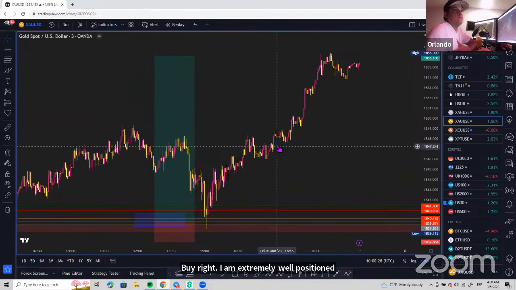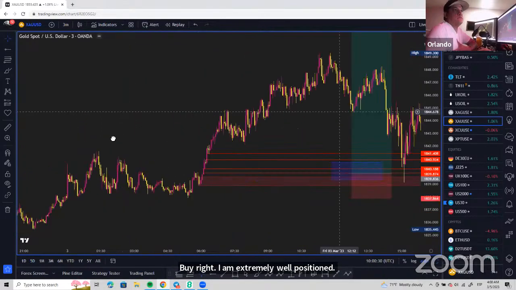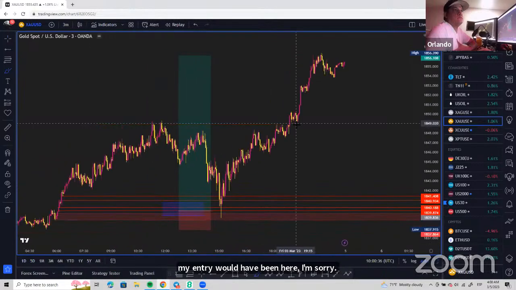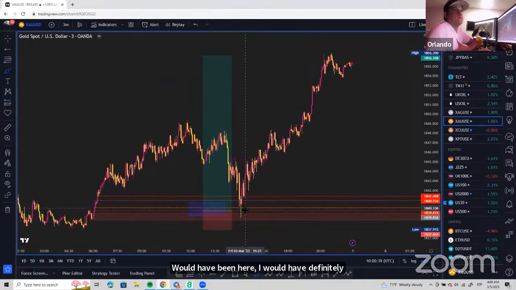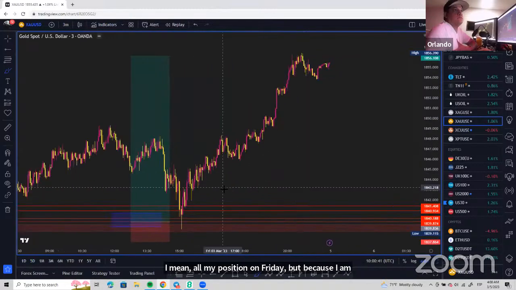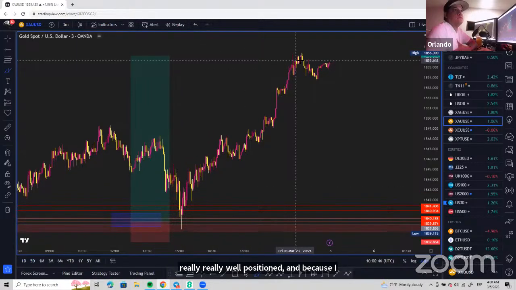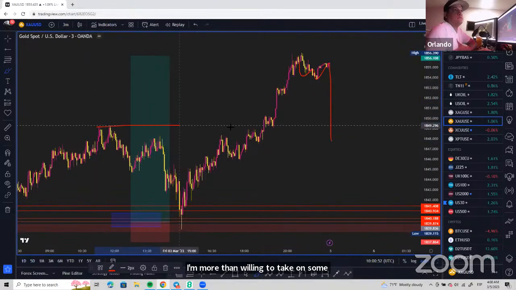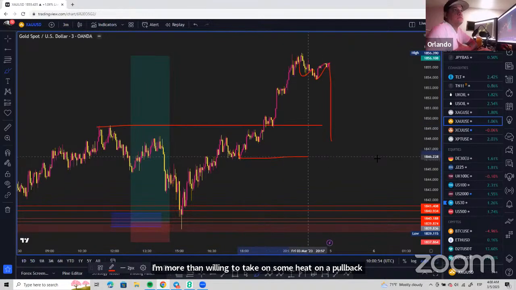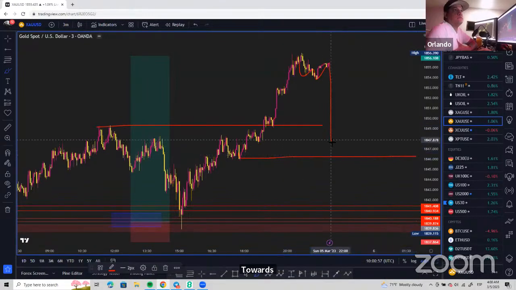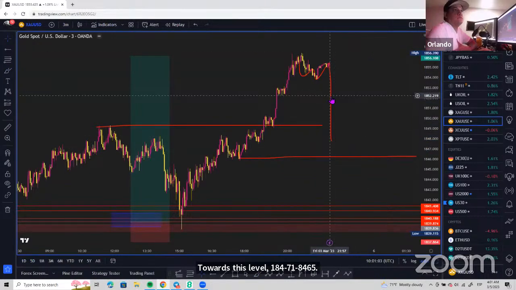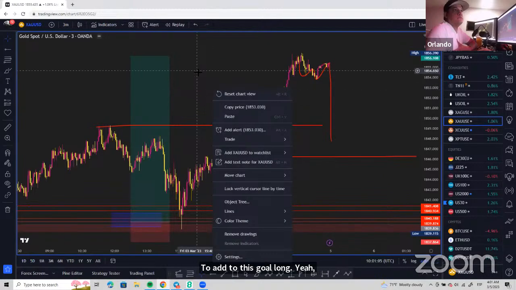If my entry would have been here, I'm sorry, would have been here, I would have definitely closed all my position on Friday. But because I am really, really well positioned, and because I already took 1.5% profit on this trade, right? I am more than willing to take on some hit on a pullback towards this level, 1847, 1846.5, to add to this gold long. Yeah, so this is what I'm looking at.